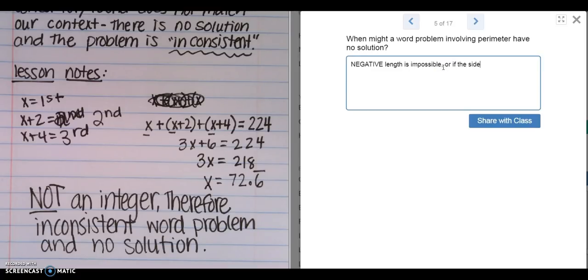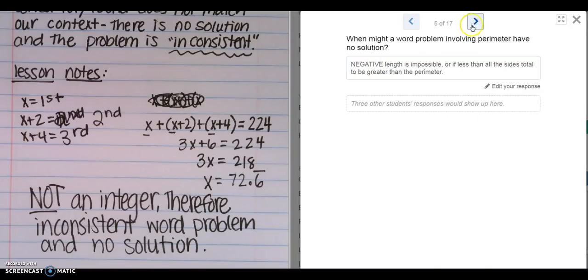Or if the side length of one or more sides is a greater total than the perimeter. That doesn't make sense. Let's rephrase this. Or if less than all the sides total to be greater than the perimeter. Cool. Awesome. Share with class.